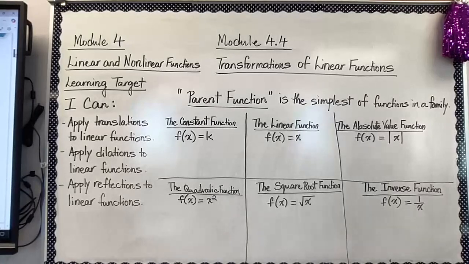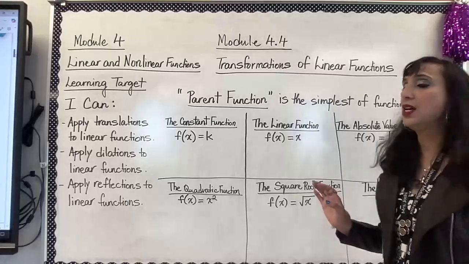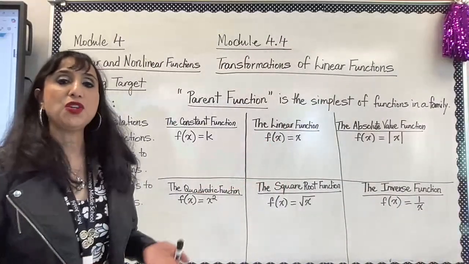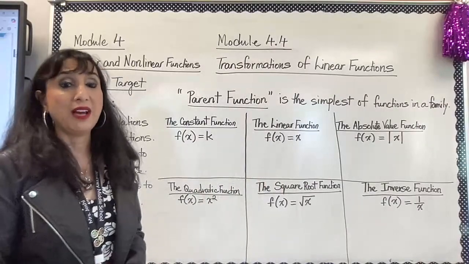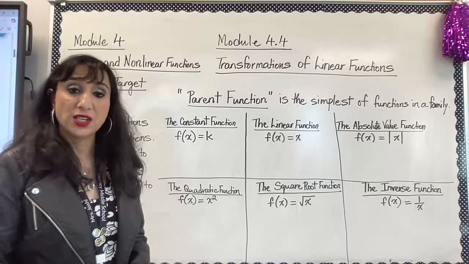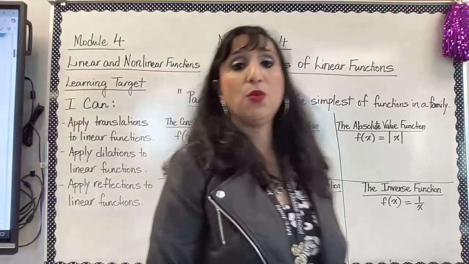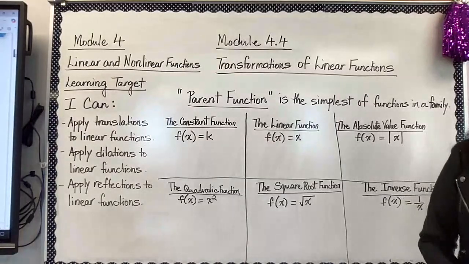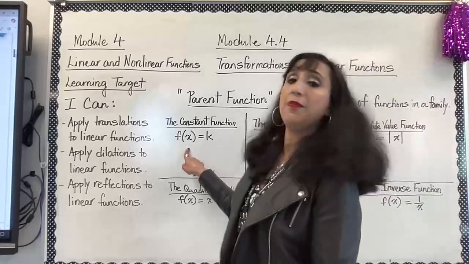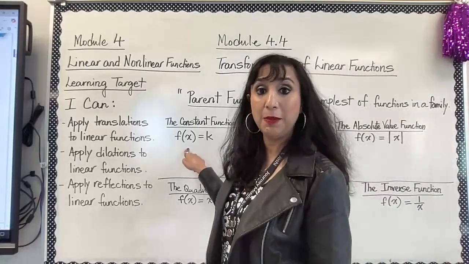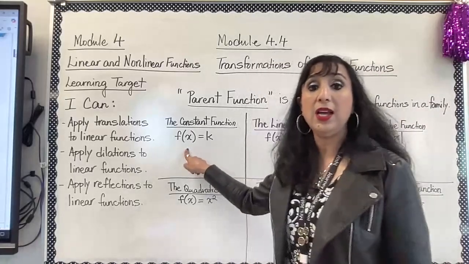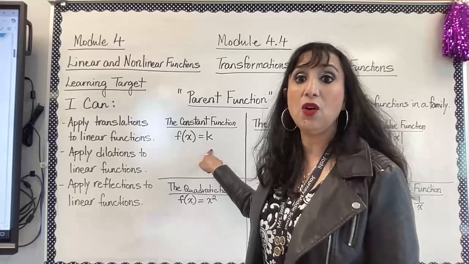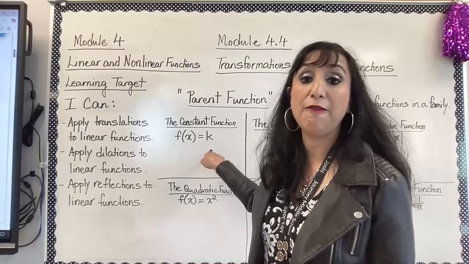So there are a couple of parent functions, and I have gone ahead and written them out, and I'm going to show you what the graphs of these parent functions look like. The first one I would like you to look at is the constant function. Please remember that f of x is nothing but y. In this, y is equal to k. So let's say my constant is 5.